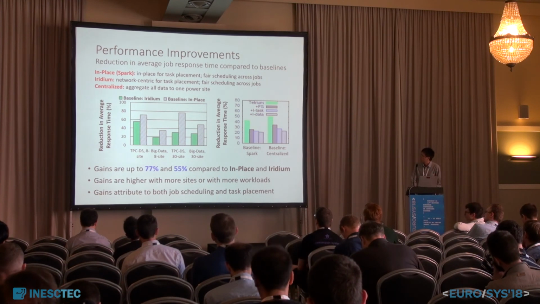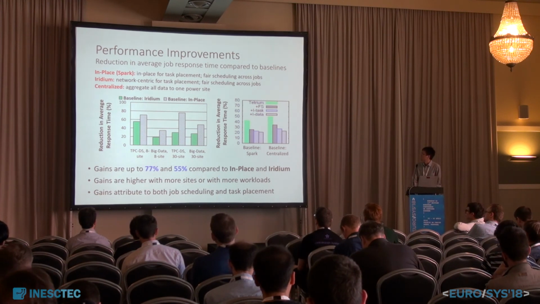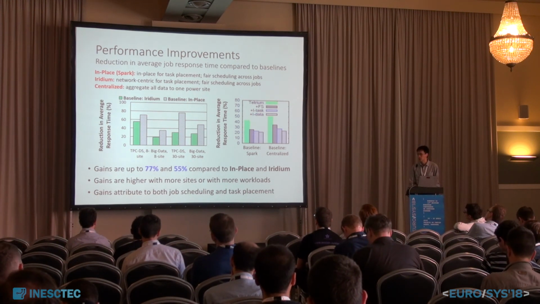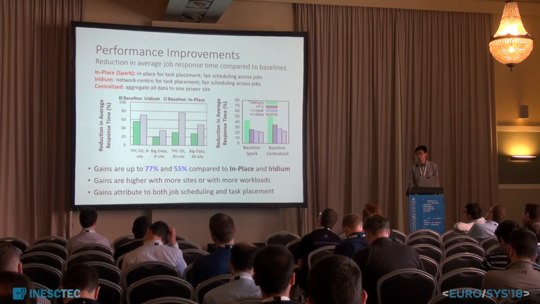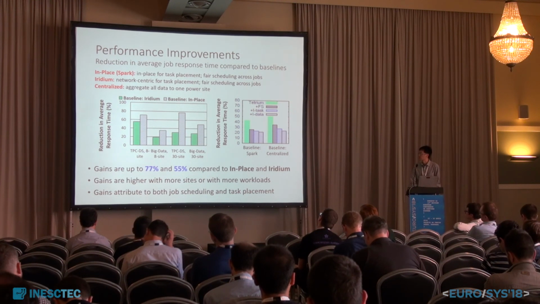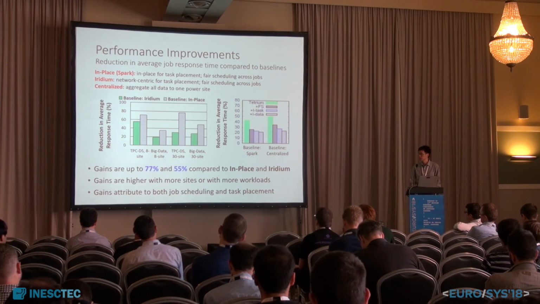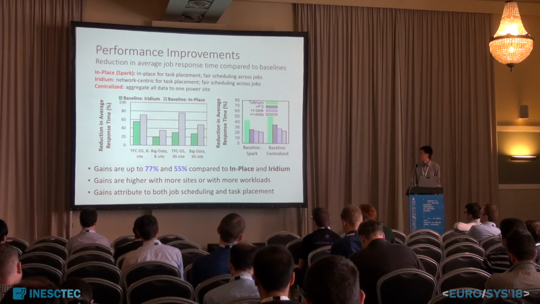And the second graph on the right-hand side shows that if we replace each of our modules, for example, if we replace job scheduling with fair scheduling or other solutions, what would be the performance gains? So it shows that both our job scheduling and task placement solution modules are important to our gains.